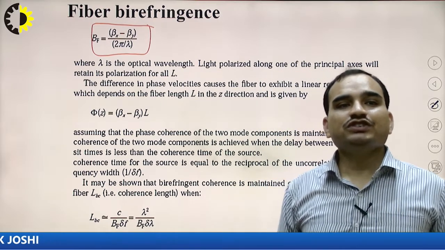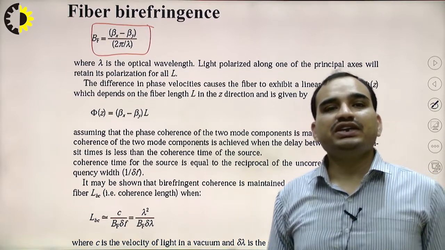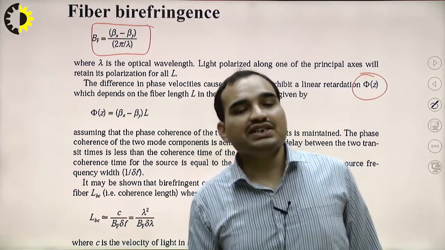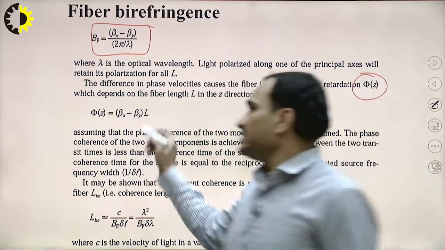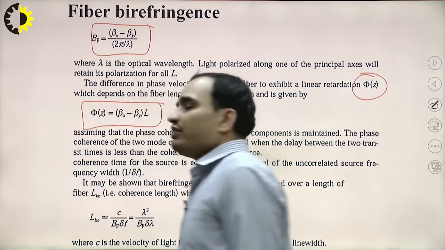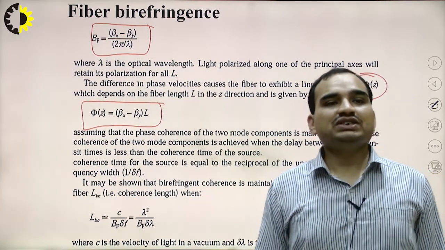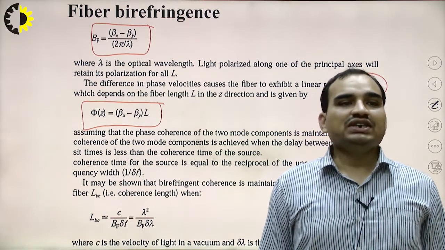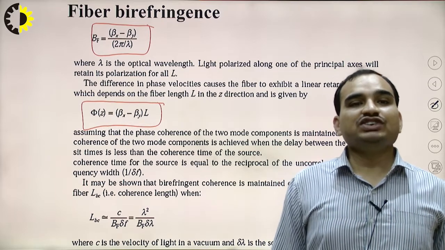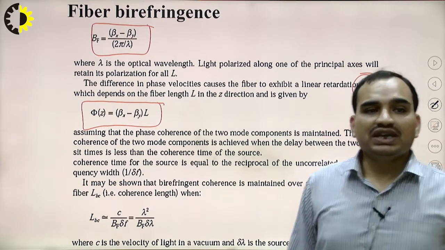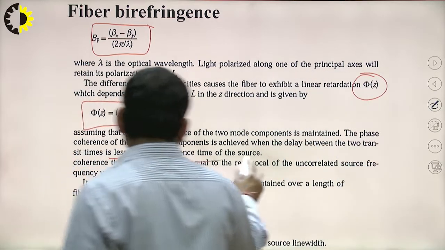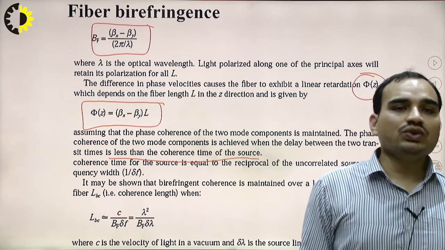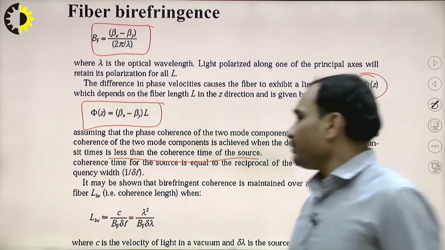The difference in the phase velocities causes the fiber to exhibit a linear retardation, phi z, which depends on the fiber length L in the z direction and is given by phi z equals beta x minus beta y times L, assuming that the phase coherence of the two mode components is maintained. The phase coherence of the two mode components is achieved when the delay between the two transit times is less than the coherence time of the source. The coherence time of the source is equal to the reciprocal of the uncorrelated source frequency width, that is 1 by del f.